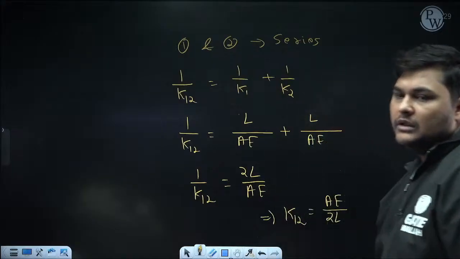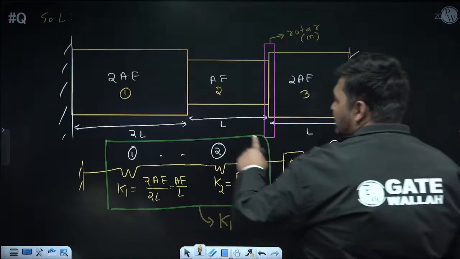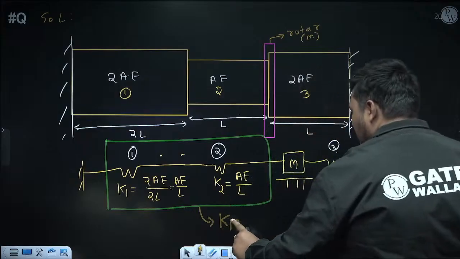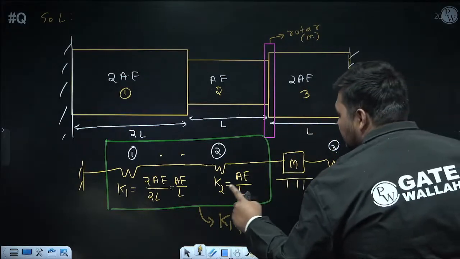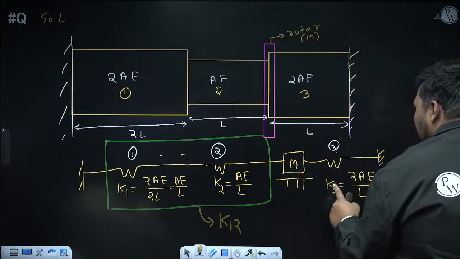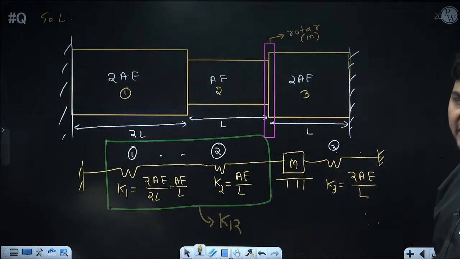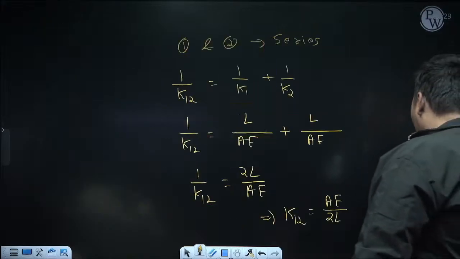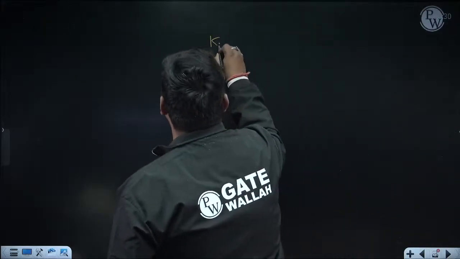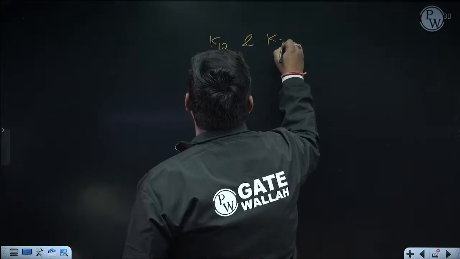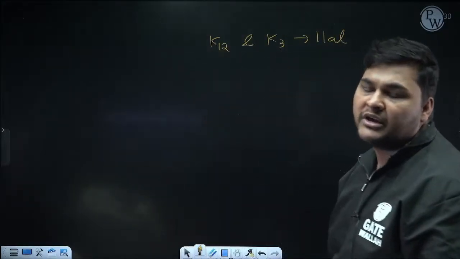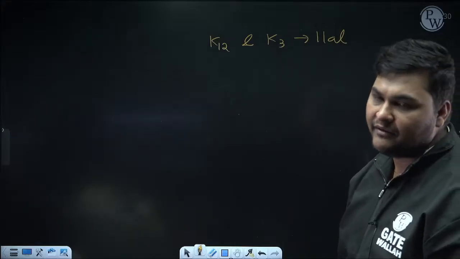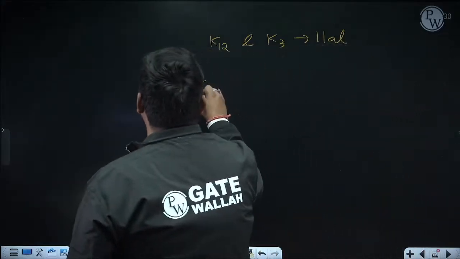Now we know the equivalent stiffness of this side system, which is K12, and the equivalent stiffness of this side is K3. These are in parallel arrangement. So now I can calculate the overall K equivalent. Reason: K12 and K3 are in parallel, so I can calculate their equivalent, and their equivalent means the overall K equivalent, because after that no other springs are left.